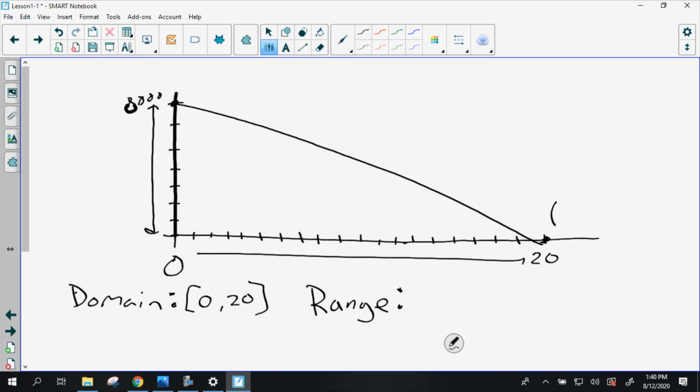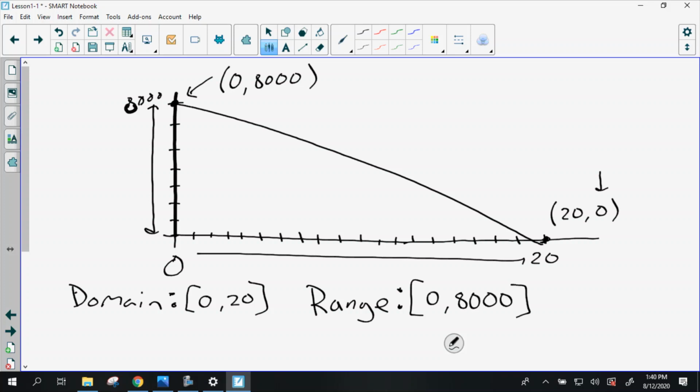So right here we have the point 20, 0, right? So that's our lowest y value that we encounter. So we're going from 0 to, how high does y go? Well, y goes as high as 8,000 here at the 0, 8,000 point. So there we go. We have our range, right? Y never goes below 0, never goes above 8,000. And x never goes below 0 and never goes above 20.